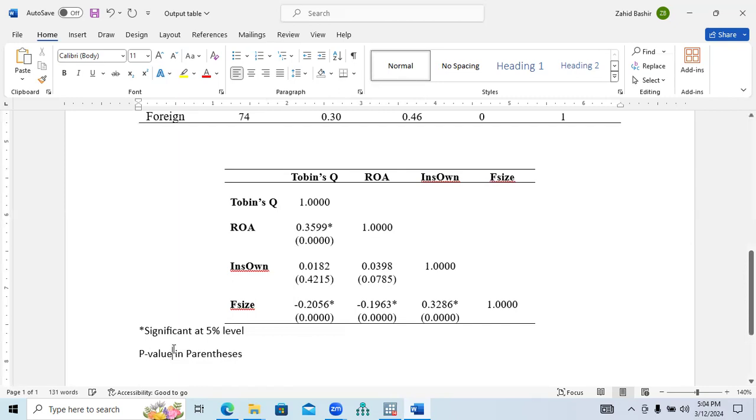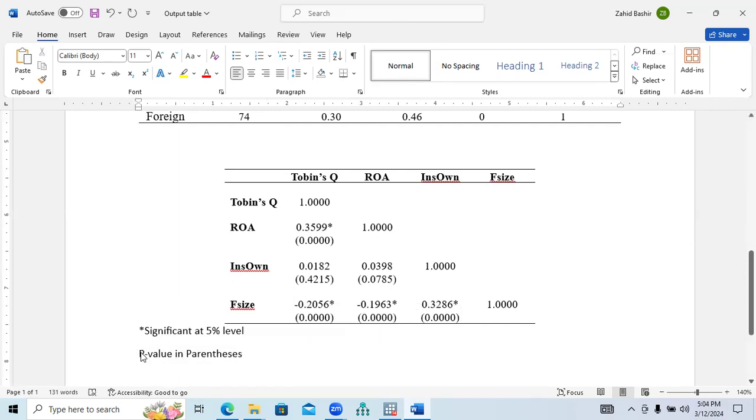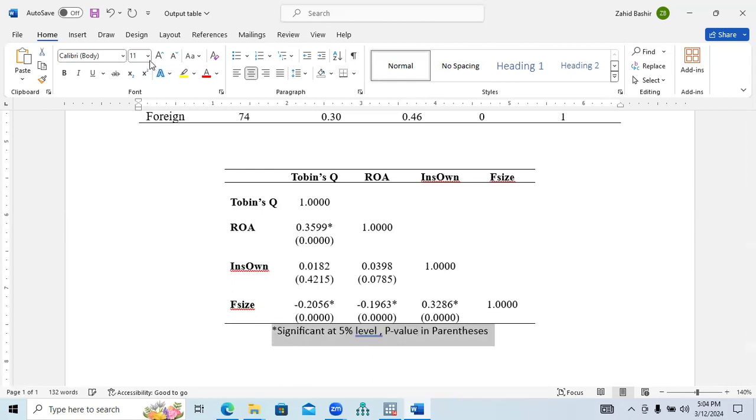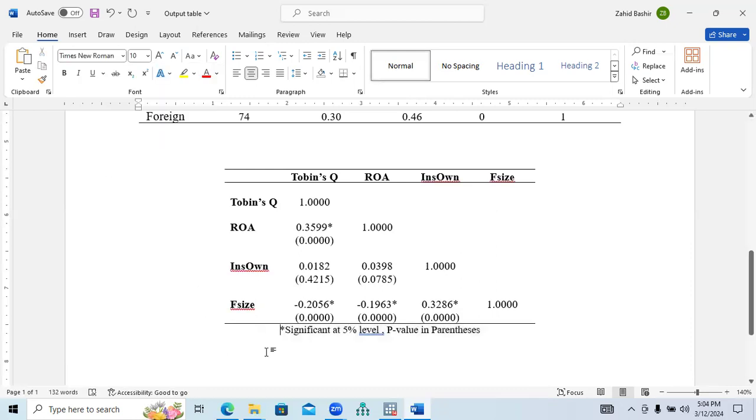All right. So, this is basically required whenever you need to write below the table, just like this. Make it 10 font size with Times New Roman. Now it is ready to interpret. It looks like an APA style table. You can easily interpret.